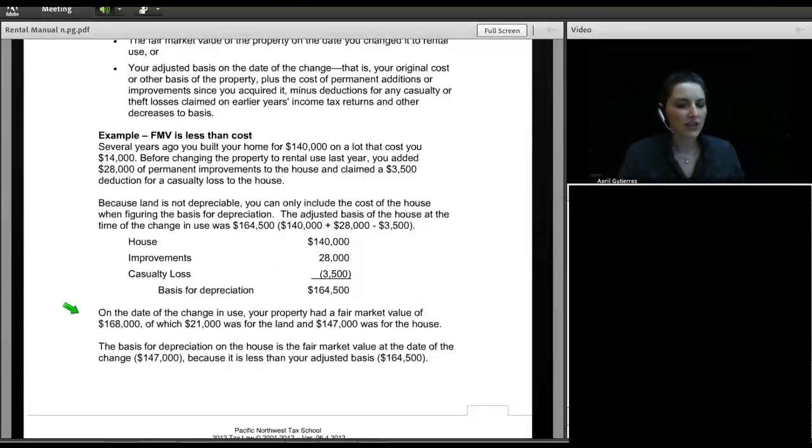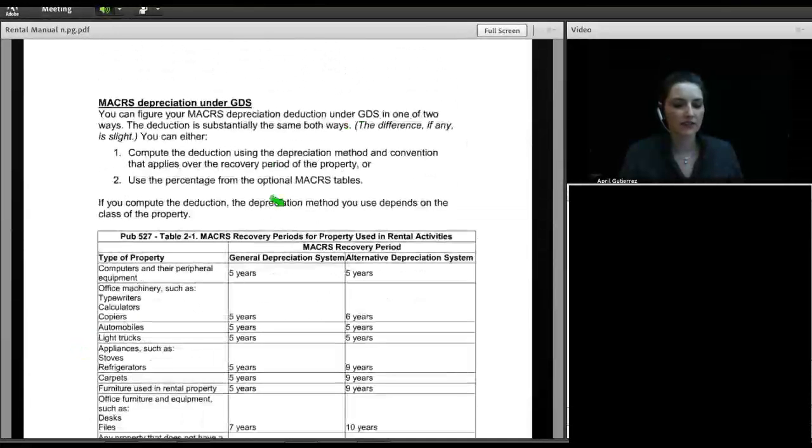Now on the date of change of use, that is from personal to business, your property had a fair market value of $168,000, of which $21,000 was for the land and $147,000 was for the house. The basis for depreciation on the house is the fair market value at the date of the change, $147,000, because this is less than your adjusted basis of $164,500.